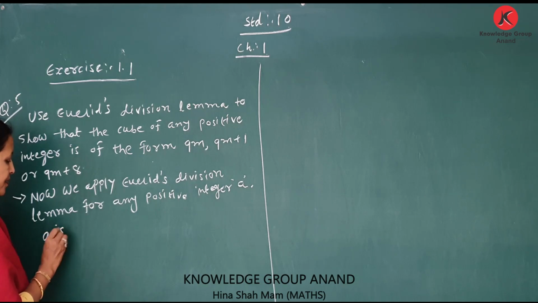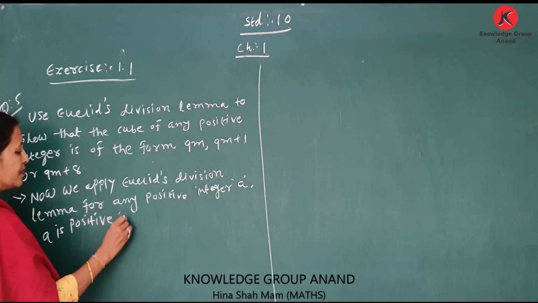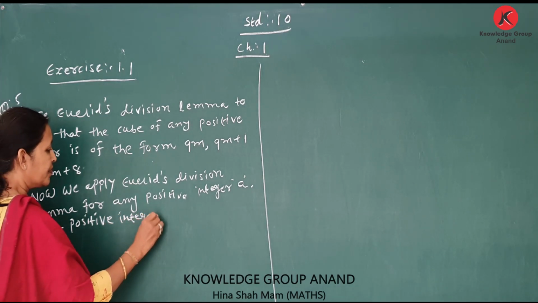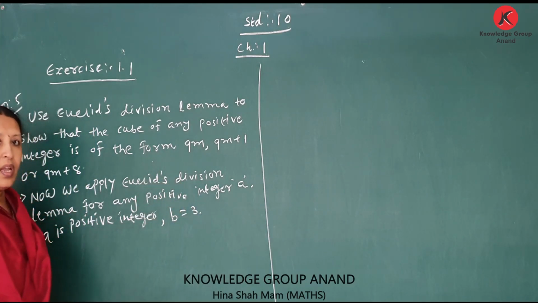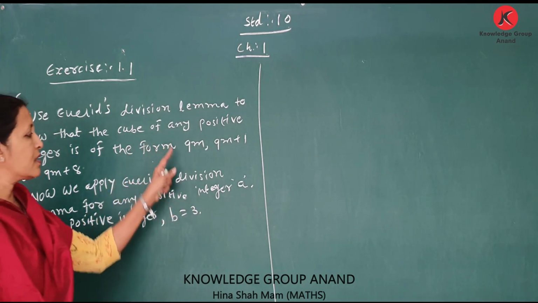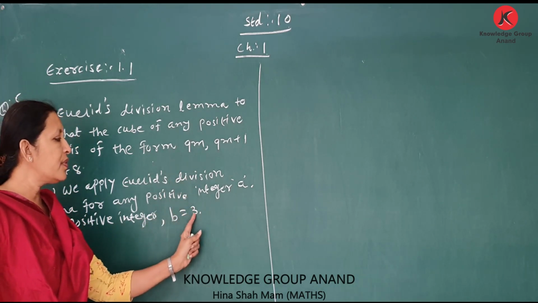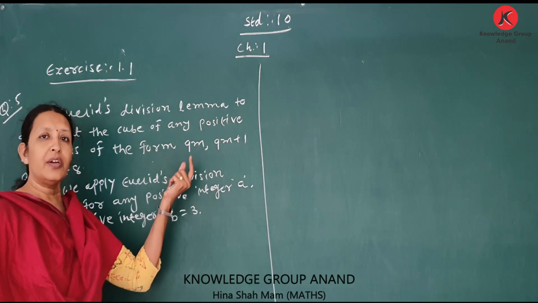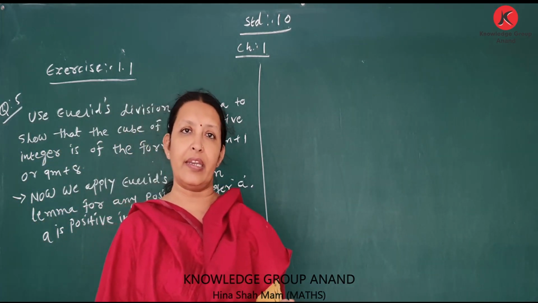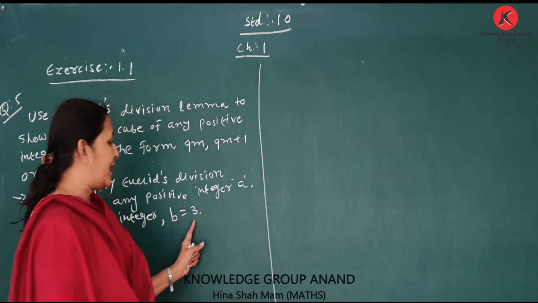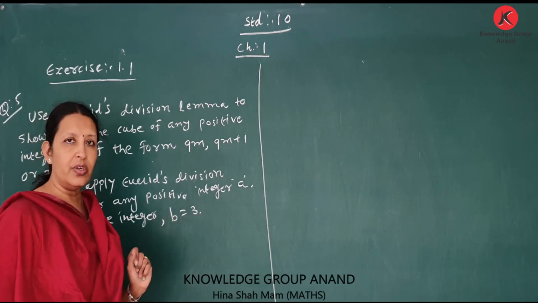A is a positive integer and B is equal to 3. Why 3? Because the cube of 3 is in the form of 9m. Cube of 3 is 27. 27 is a multiple of 9. Therefore, it is divisible by 9.